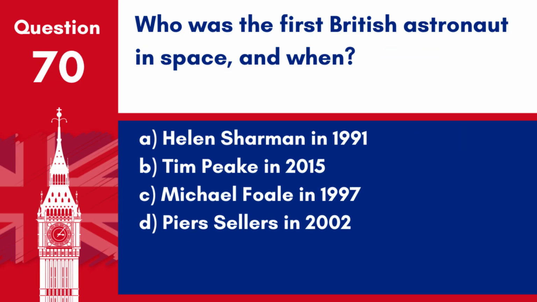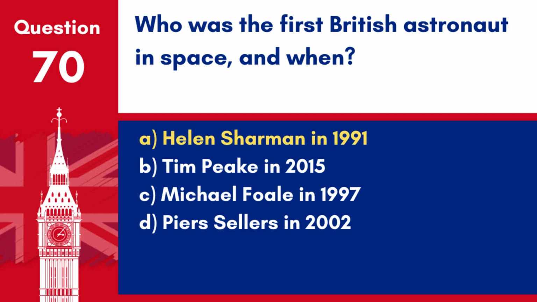Question 70. Who was the first British astronaut in space and when? A. Helen Sharman in 1991. B. Tim Peake in 2015. C. Michael Foale in 1997. D. Piers Sellers in 2002.